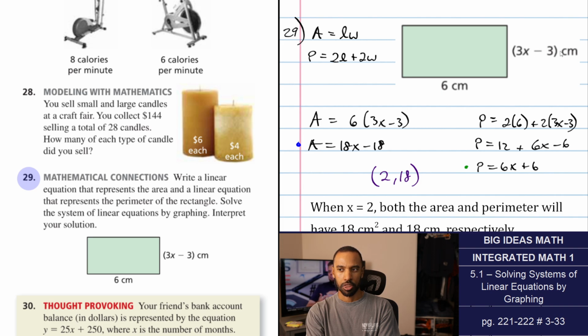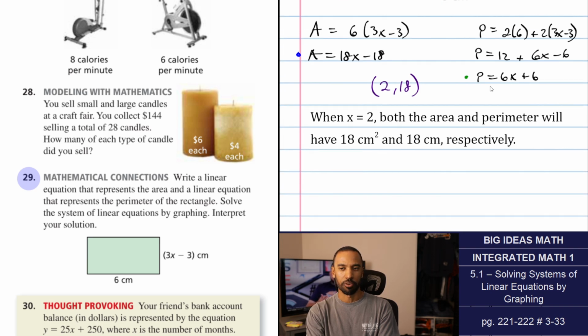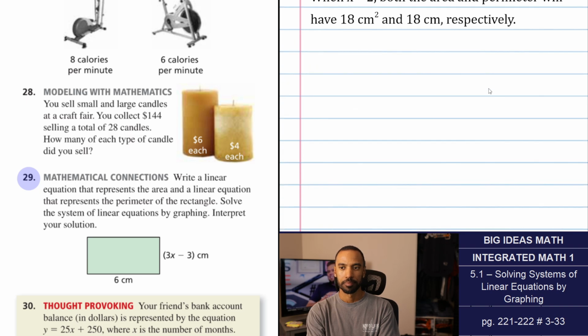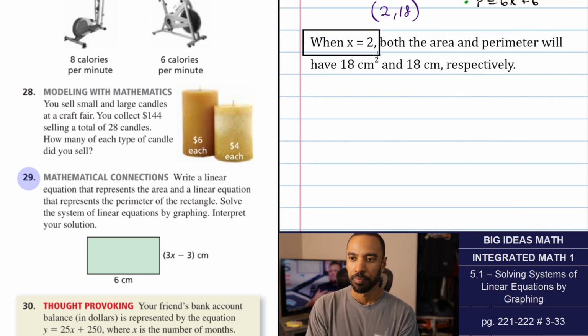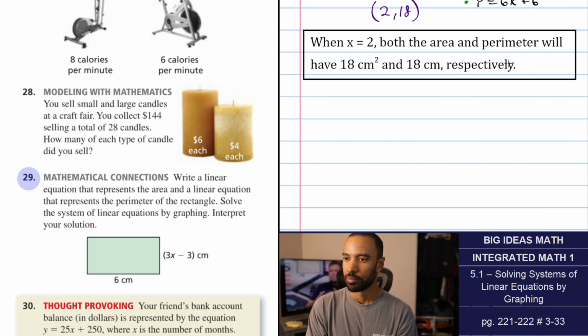That would be 3. 3 times 2 minus 3 is 3 for width. So, okay. All right, but that's what it means. All right, let's go to number 30.